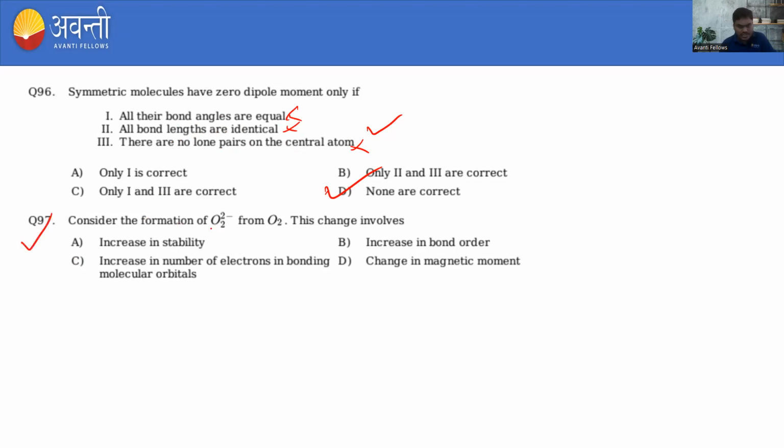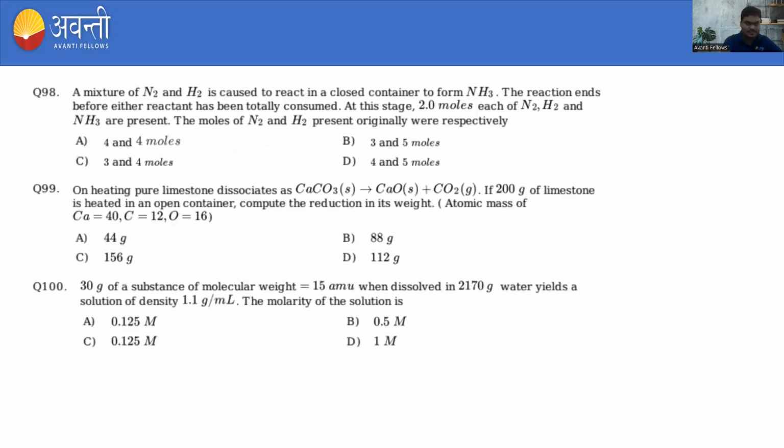Considering the formation of O2 negative to O2, the change involved increases the stability. So what is the main change? That is the change in the magnetic moment. The number of unpaired electrons decreases. So we can say that there is a change in the magnetic moment.